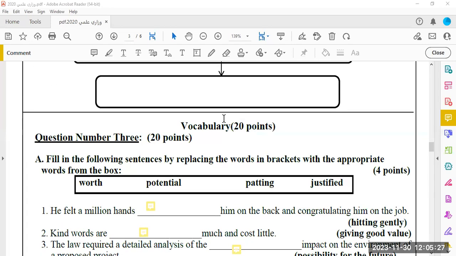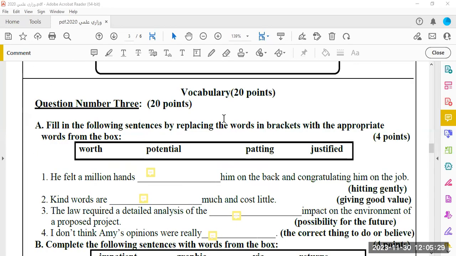The vocabulary part, now it's 20 points in the year 2020. For you this year, it will be 25 points, 25 marks. So pay attention to this, please. And now we are going to answer this together. Question number 1, anybody ready to read, please?